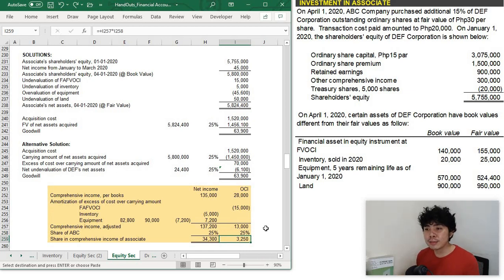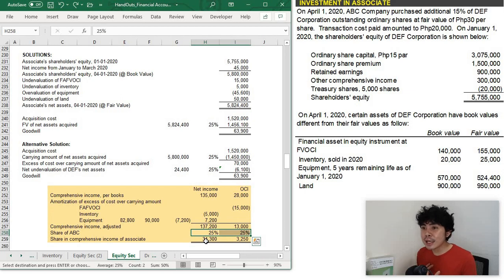So, again, ang sabi natin, under equity method, gagayahin natin yung movement sa equity ni associate. Pero syempre, yung movements dapat based sa point of view natin. So, ang movement sa equity ni associate is 135,000 net income at OCI na 28,000 pesos, which is sa point of view niya. Yun ang movement niya. Sa point of view natin, ang movement dapat niya is 137,200 at 13,000. So, ito yung gagayahin natin na movement based sa point of view natin at syempre only up to the extent of our ownership, which is 25%.